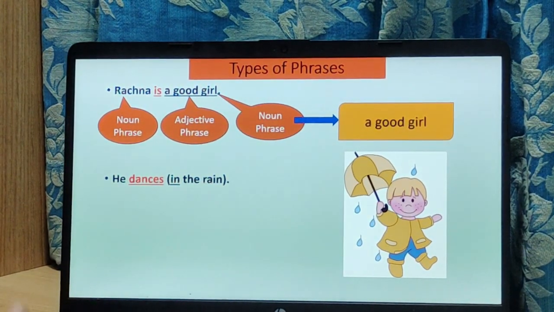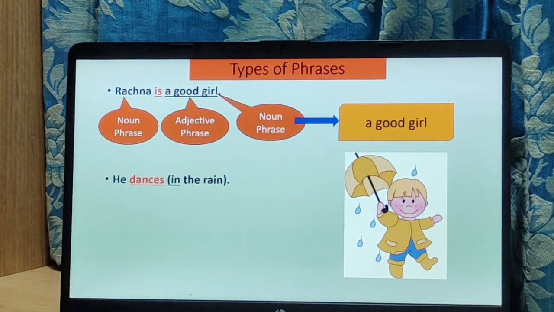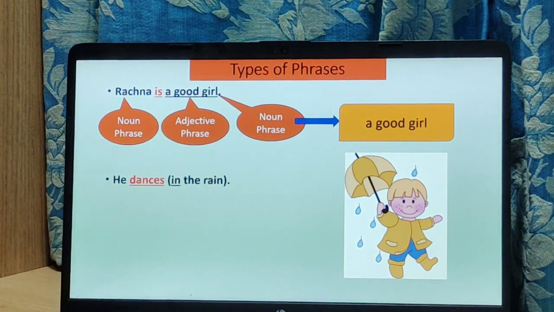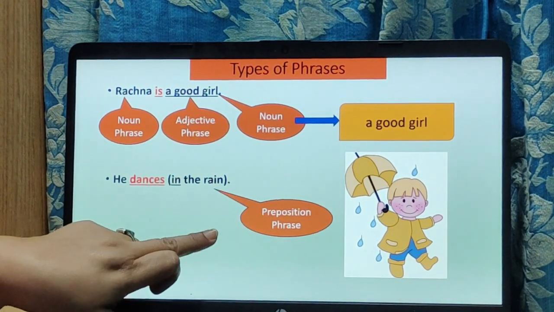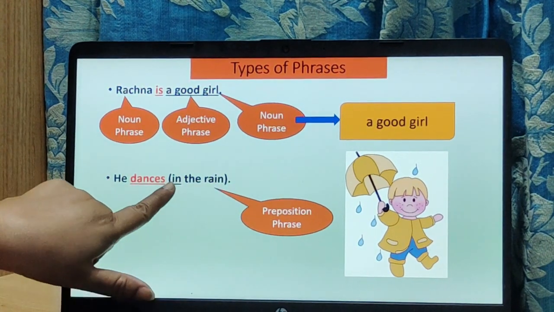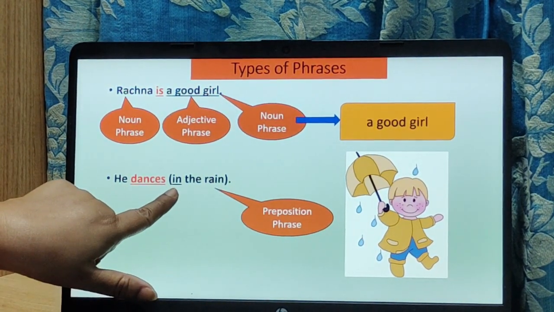After that, the article "the" is there. And for every preposition, there will be a noun, and hence the noun "rain." Now the whole thing, "in the rain," is the prepositional phrase because it is beginning with a preposition.